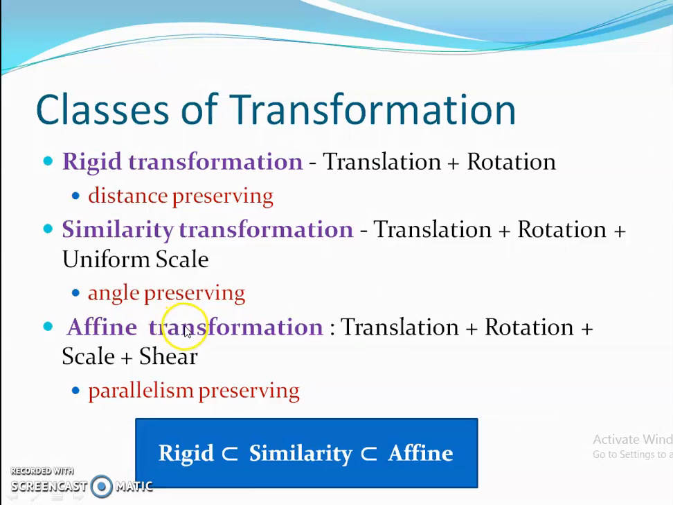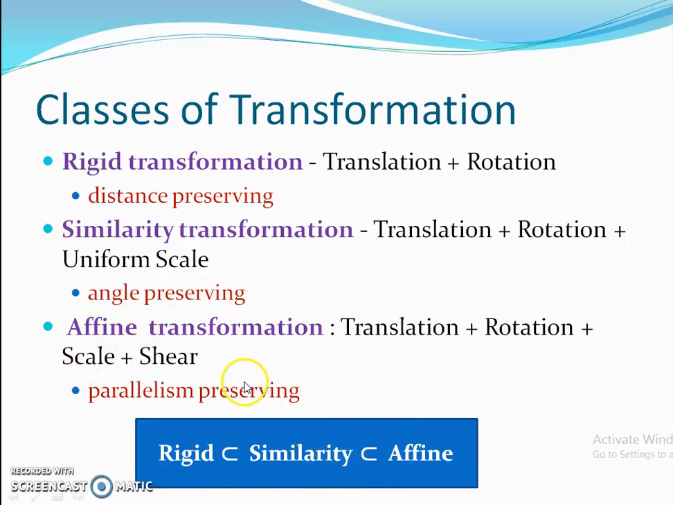Then affine transformation. It is a combination of translation, rotation, scale and shear. When we combine these four transforms, that is known as affine transformation. It is mostly used for preserving parallelism. Whenever we want to preserve parallelism, we can use the affine transformation.